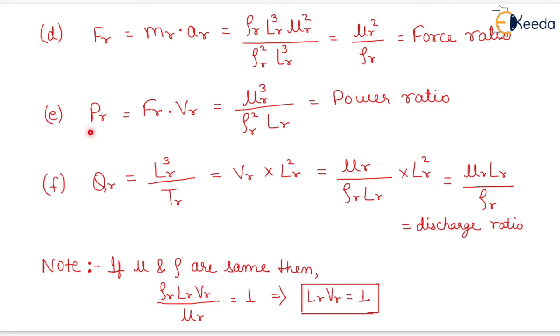Next one will be Pr equals Fr into Vr, which will be equal to mu r cube upon rho r square into Lr, which is the power ratio. And Qr will be equal to Lr cube upon Tr, which will be equal to mu r into Lr upon rho r, which is known as the discharge ratio. Now one note is written here: if mu and rho are the same, then rho r into Lr into Vr upon mu r will be equal to 1, therefore Lr into Vr will be equal to 1.